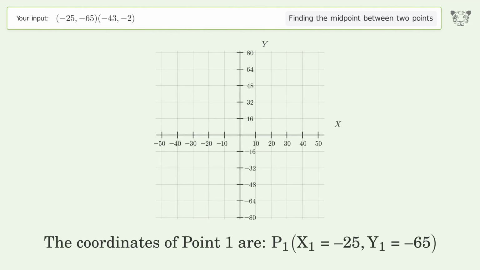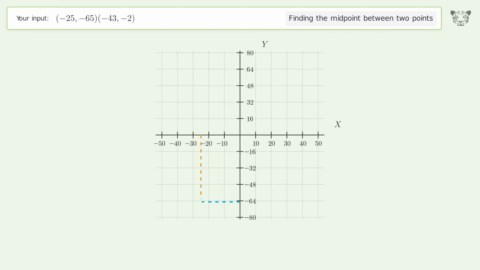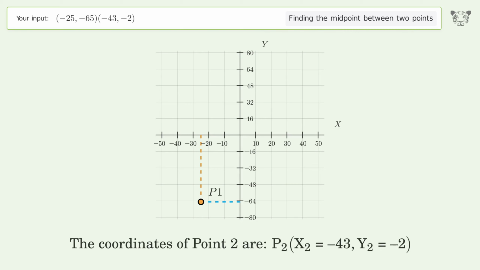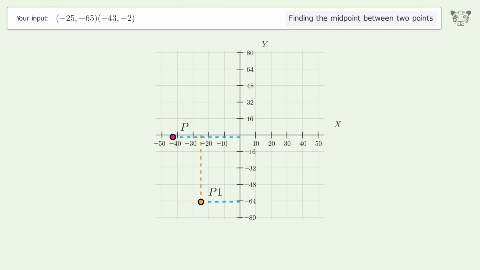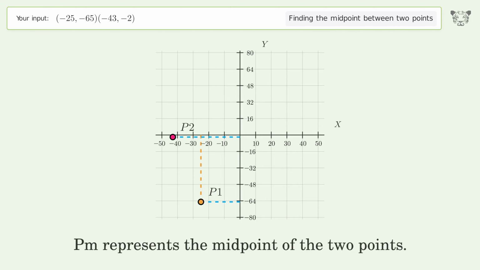The coordinates of point 1 are, x1 equals -25, y1 equals -65. The coordinates of point 2 are, x2 equals -43, y2 equals -2. PM represents the midpoint of the 2 points.